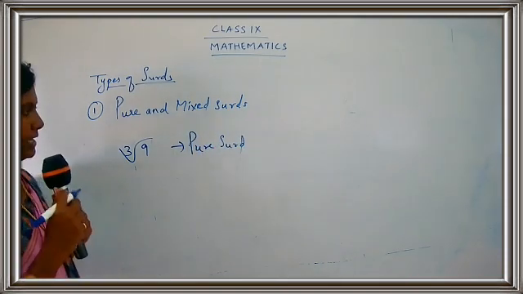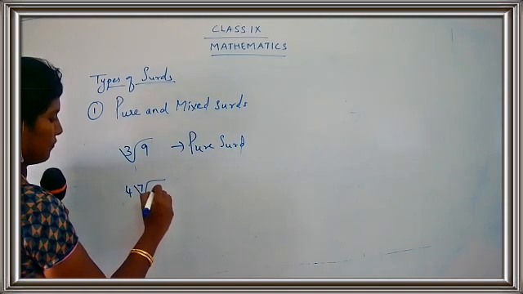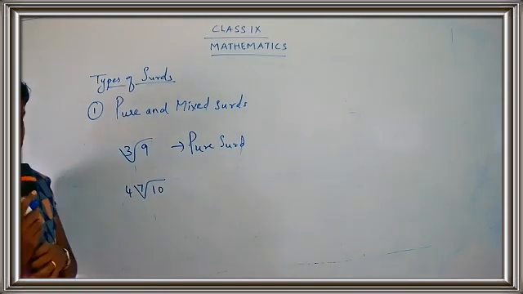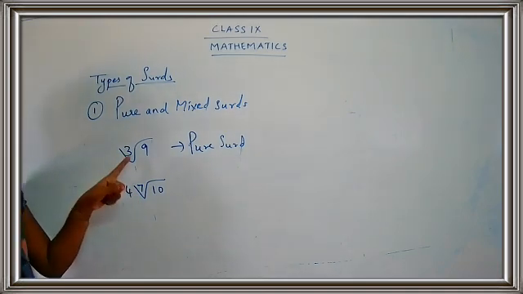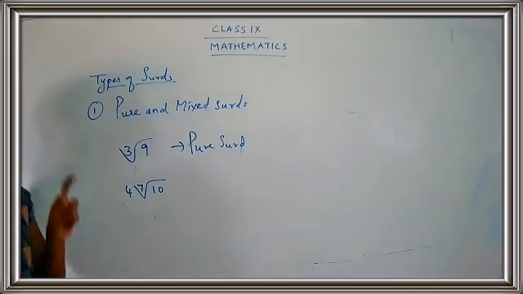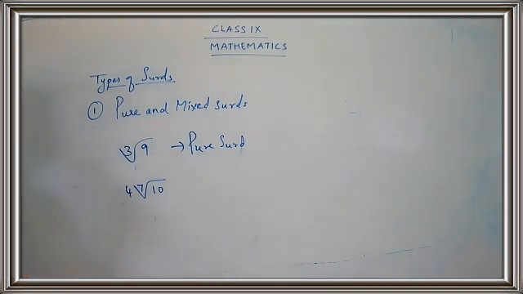Coming to the next one. I'll just give you one more example. 4, 7th root of 10. You should know how to read, okay children? For 3, you can read as cube root. If you have 2, you can read as square root. Oh yes, 7. So, 4, 7th root of 10.